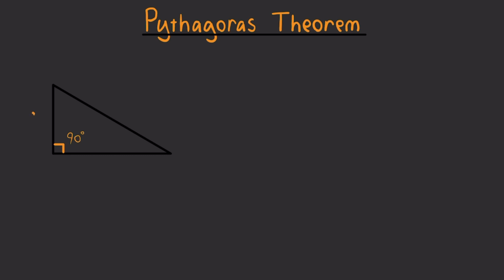Here we have a right triangle with a 90-degree angle. And let's name the sides A, B, and C. The Pythagoras theorem states that the length of side C squared equals the sum of side A squared and B squared. This is called the Pythagoras equation. The first thing that most students learn is that the set of numbers 5, 3, and 4 satisfy the equation.